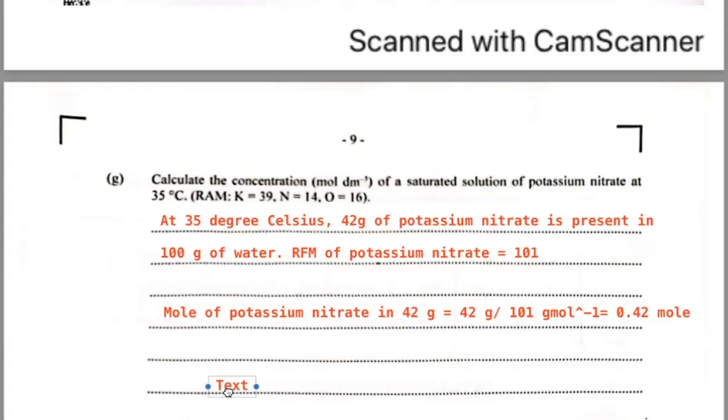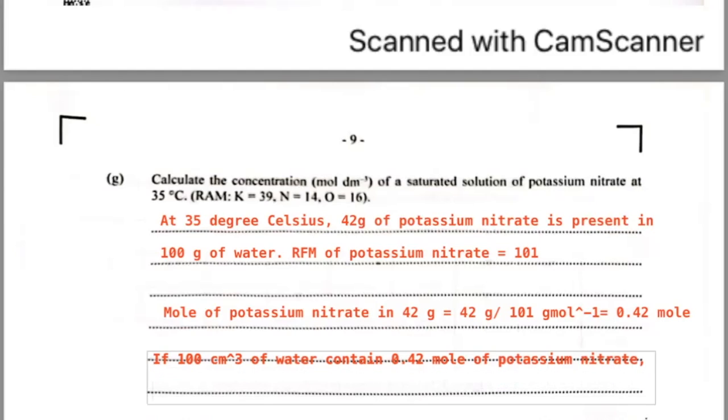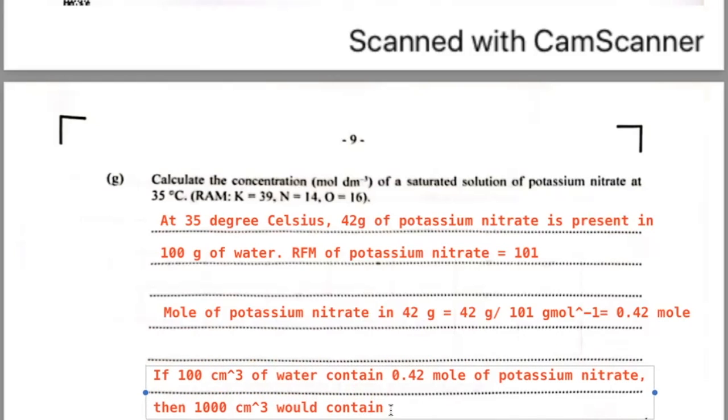So the next thing we're going to say then, to get the concentration, we know that in our 100 grams, so if 100 cm³ of water contain 0.42 moles of KNO3, potassium nitrate, then 1000 cm³, which is what a mole is, would contain 10 times that, because 1000 cm³ is 10 times what 100 cm³ is, and we're using grams and cm³ here interchangeably. All right, so if that's the case, it would contain 4.2 moles.